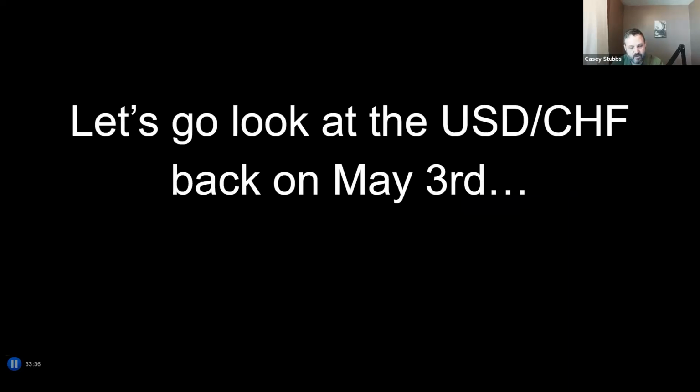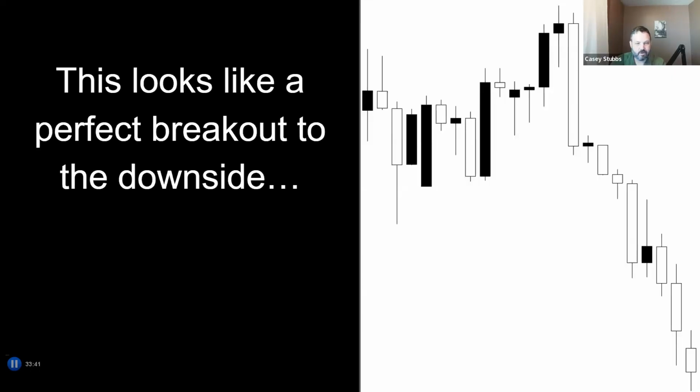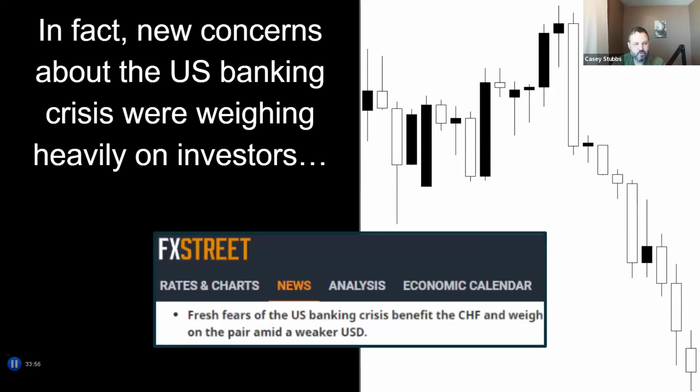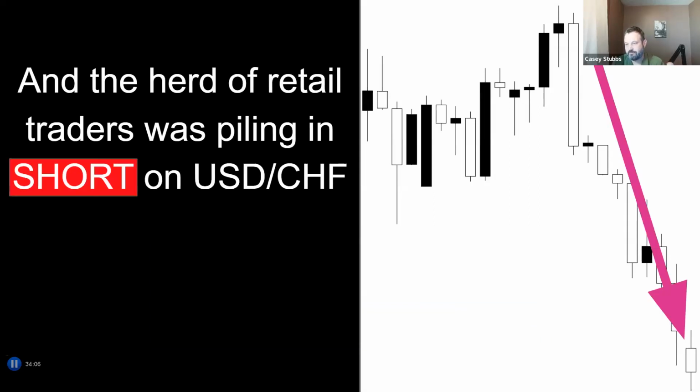Let's go look at the USD Swiss back on May 3rd. This looks like a perfect breakout to the downside. And the headlines were all saying that the USD Swiss was a clear sell. In fact, new concerns about the US banking crisis were weighing heavily on investors. And a herd of retail traders was piling in short on the USD Swiss.